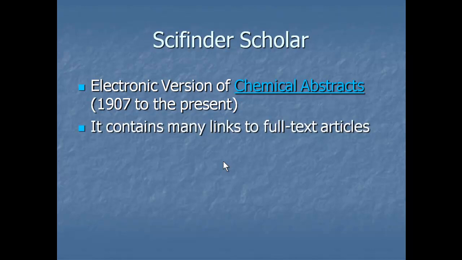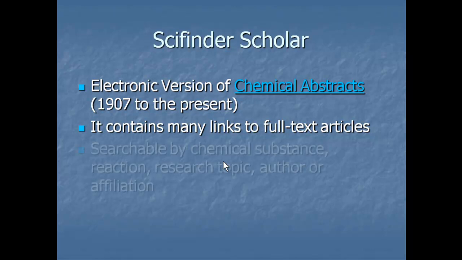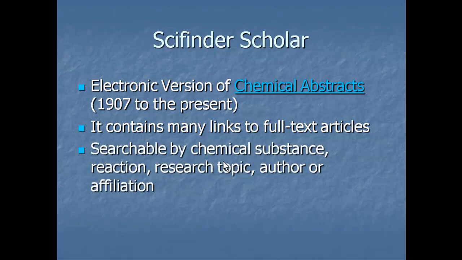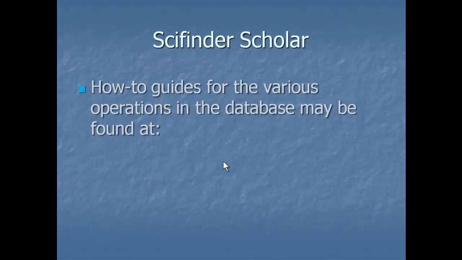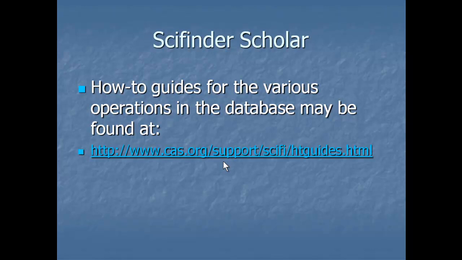Okay, it contains links to full text articles, and you can search it by chemical substance, reaction, research topic, author, or affiliation. And when I finish with the slideshow, we'll actually access SciFinder and do a couple of sample searches. Okay, there are actual guides on how to use SciFinder. In this short time that I have to give this presentation, I can only discuss so much, but if you go to this URL here, there are guides on how to use SciFinder.